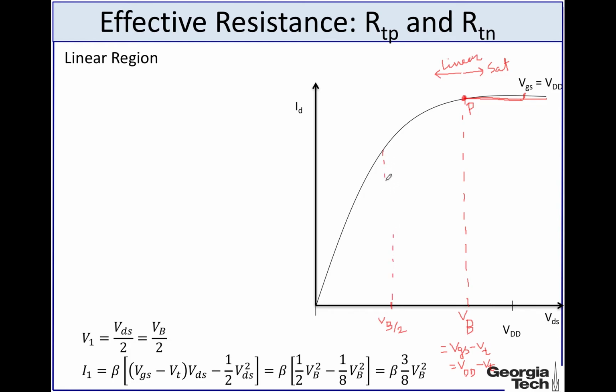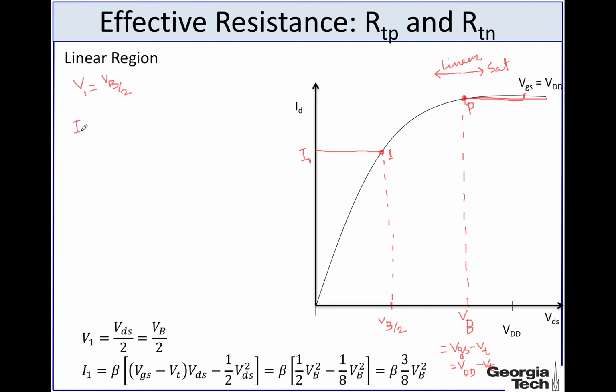So this point is somewhere here, and so we call this point 1. So this point is called 1, and say the current here is I1. All right, so our V1 is equal to VB over 2. Now what is the I?